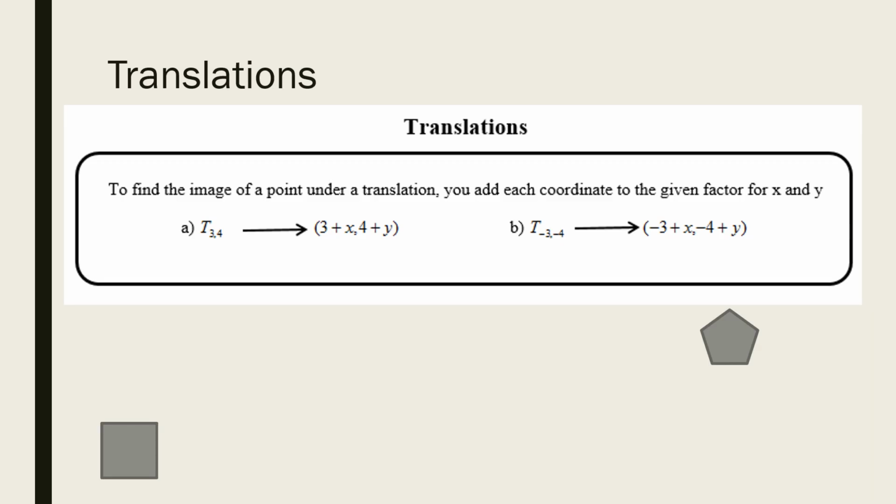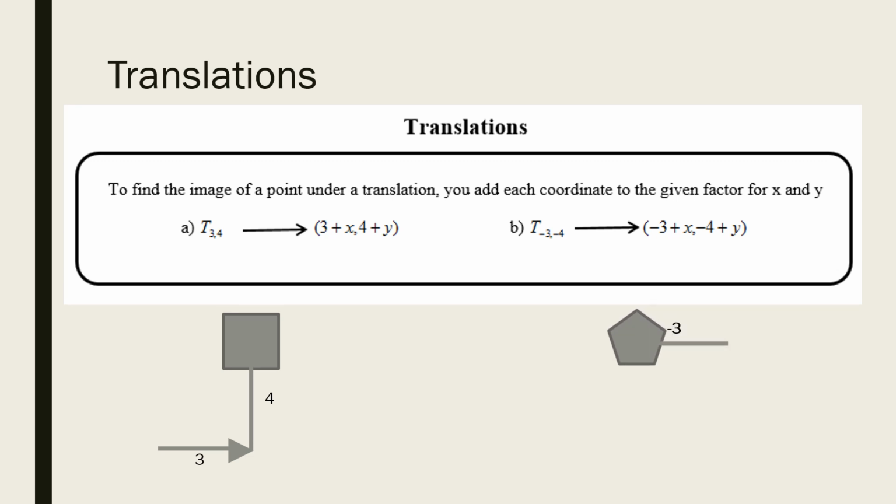Our first one that we're going to talk about is translations. With translations, all you are doing is taking your point and sliding it somewhere else on the coordinate grid, as you can see with the square there. Remember, first you go left to right, then you go up and down. With A here, we did (3, 4), so all we did was go 3 to the right and 4 up. For B, we did (-3, -4), so we went 3 to the left and 4 down.